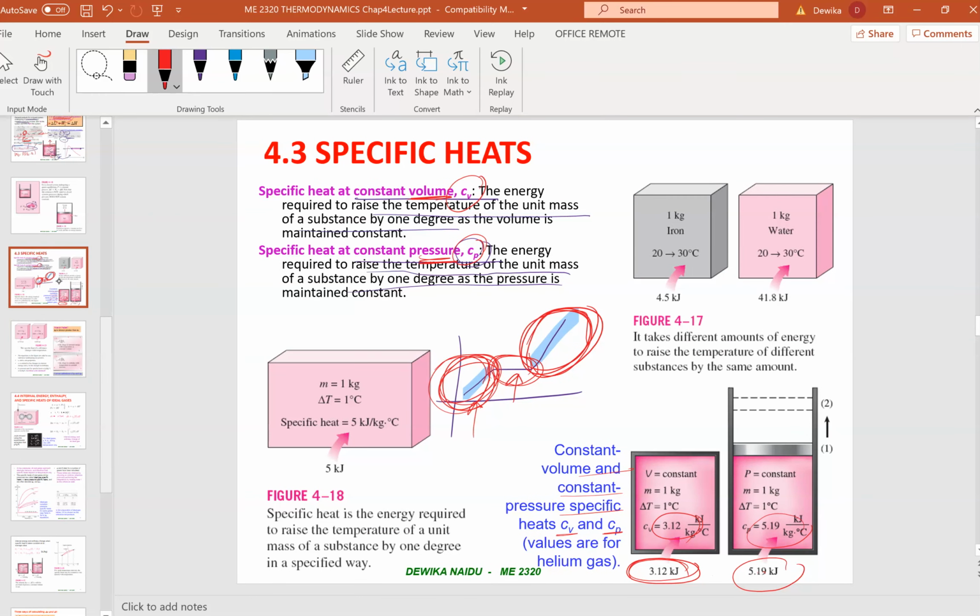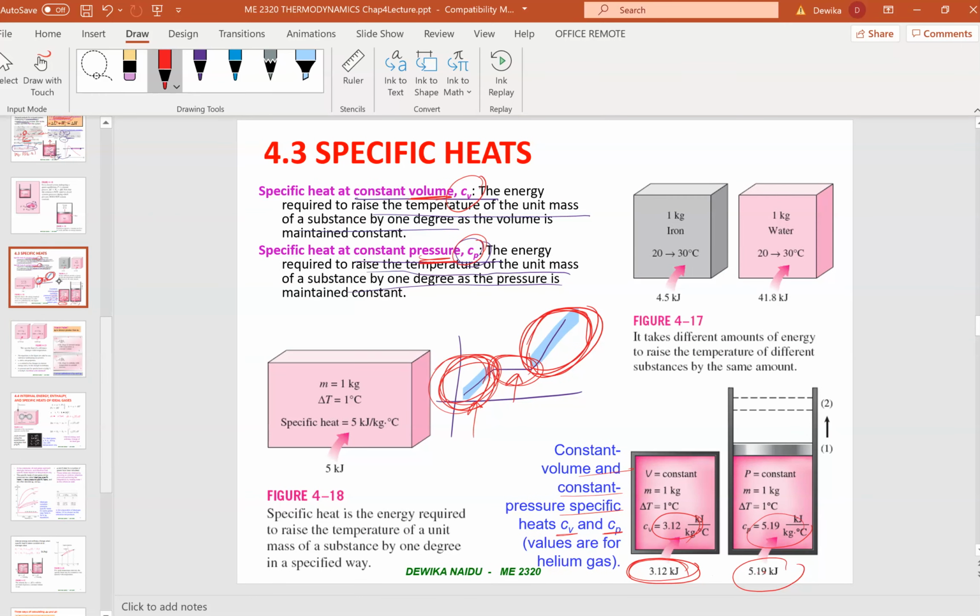Cv and Cp are properties. Cv is related to changes of internal energy. Cv is always related to your internal energy, whereas Cp is always related to your enthalpy. We're coming to that later in the subsequent chapter, but I'll just tell you.